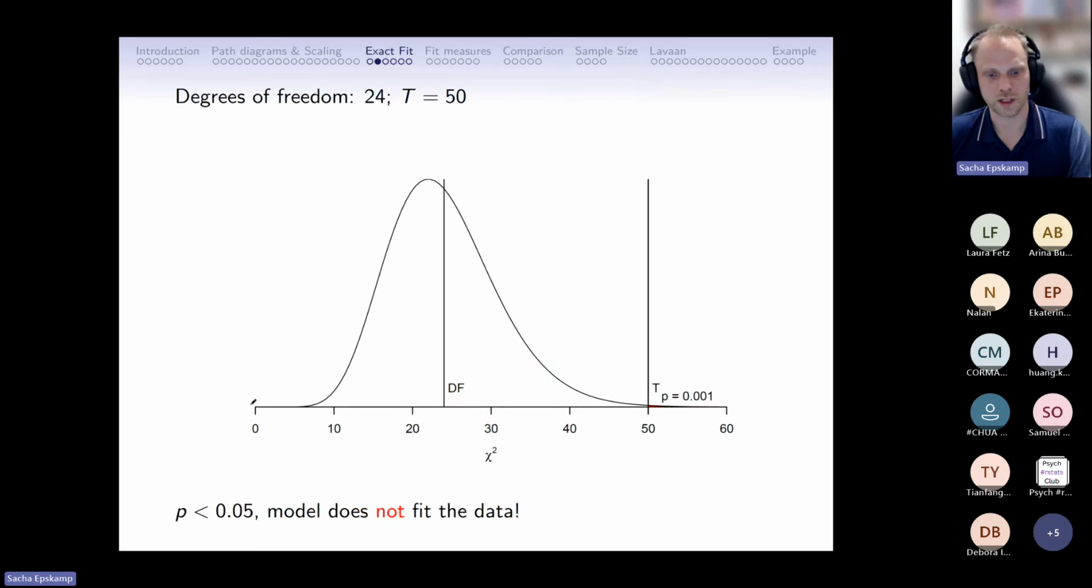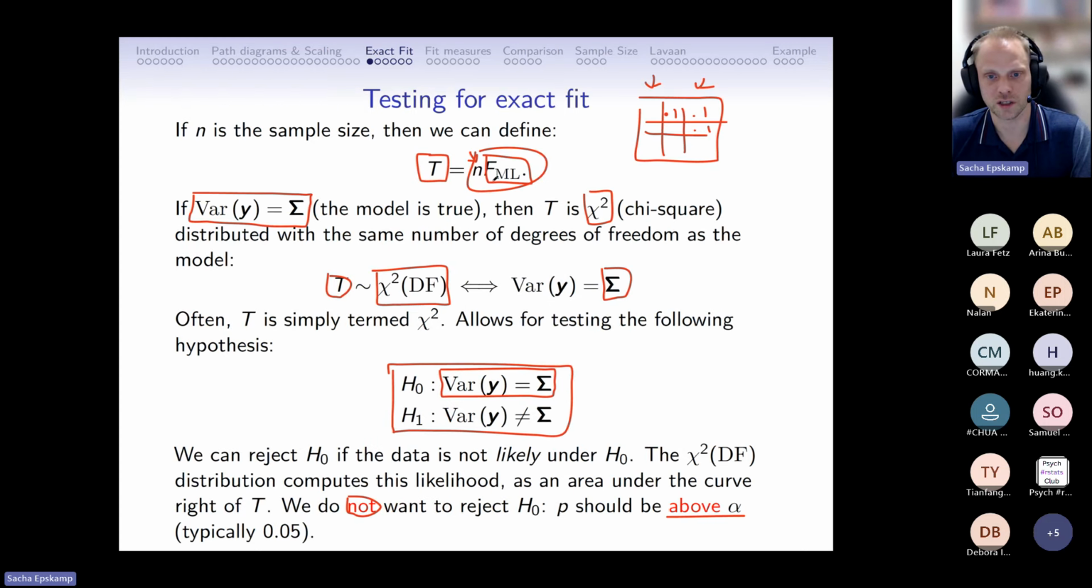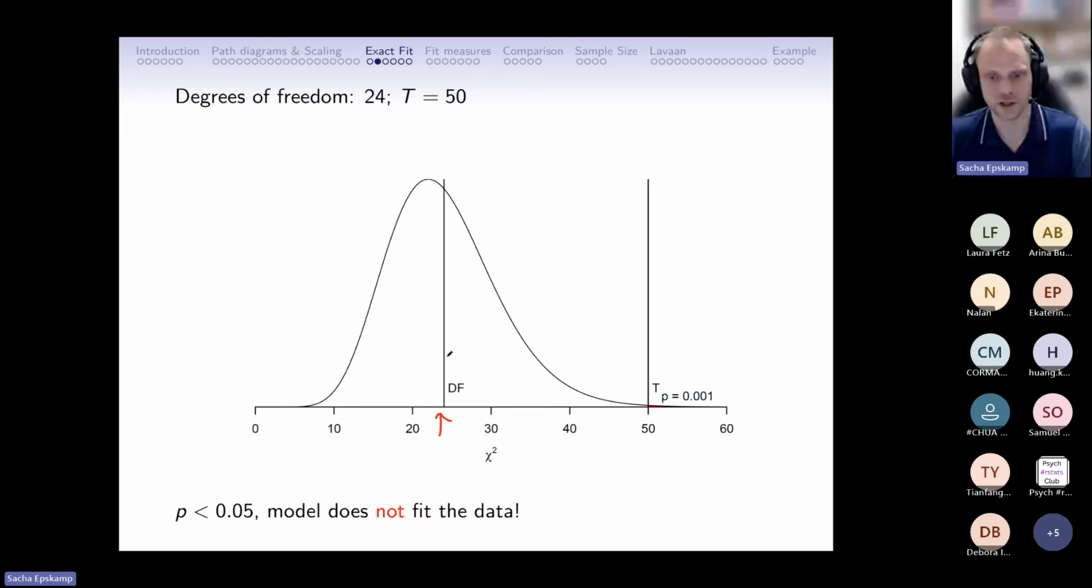Okay, so what does it look like? This is what the chi-square distribution looks like. This is centered on the degrees of freedom. The degrees of freedom come from the model. So basically, this chi-square test statistic, which is n times the fit function, will follow this curve if the model is true. But let's say we observe this test statistic. Then this area indicates the p-value. It's very low. So we would reject the model. We would say the model does not fit the data.